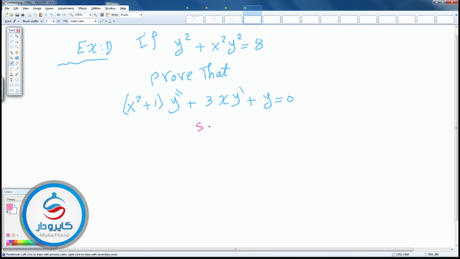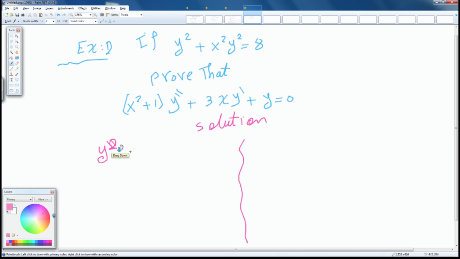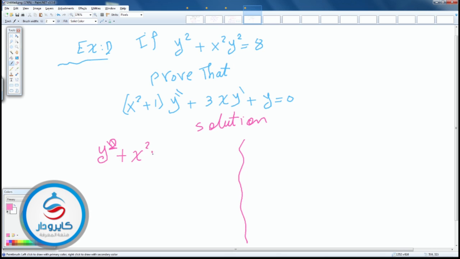Now let's try to solve it together. First, we will write the equation y square plus x squared y squared equals 8. By the way, the highest derivative in the requirement is the second, so we have to differentiate for the first derivative and differentiate again with respect to x to find the second derivative. Now the first derivative.